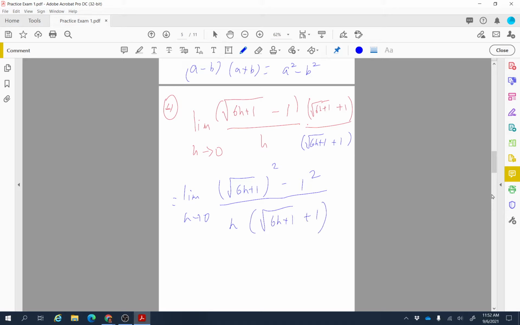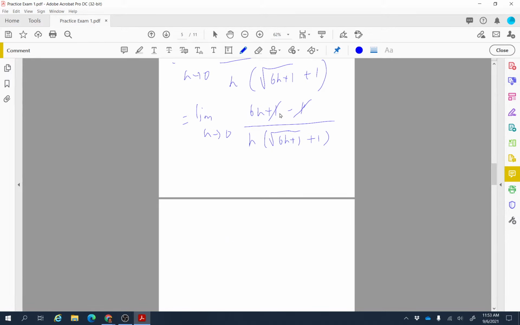Now if we try to simplify on the top part, this would be 6h plus 1 and there is a minus 1. As you can see that this one and this one have opposite signs, so you can just cancel them out. On the top there will be 6h and on the bottom there is h. So our ultimate goal is to cancel out this h on the denominator. So this h and this h cancel out.